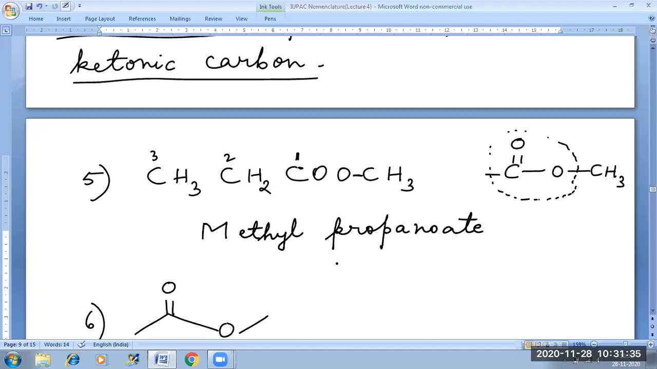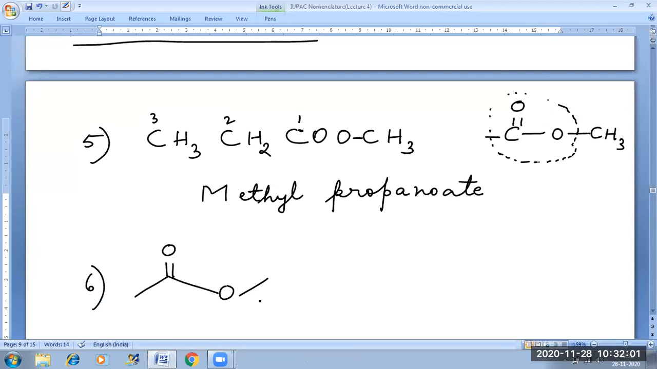So for an ester, the numbering has to start from the carbon which is COO. From that carbon, the numbering has to start. That is the first thing. The second thing is that whatever is written after that oxygen atom becomes the alkyl, and that is written before. Let's try the sixth one.